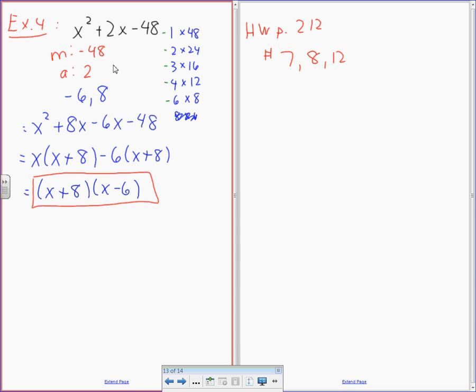Well, this is what I was saying before. This is like xy minus 6y, right? So y factors out. It gets multiplied by which?